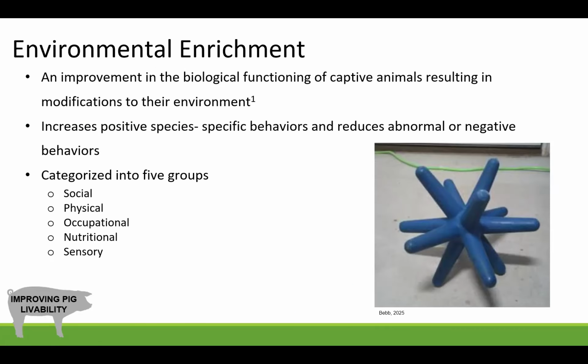Environmental enrichment is an improvement in the biological functioning of captive animals, resulting in modifications to their environment. It increases positive species-specific behavior and reduces abnormal or negative behaviors. It is categorized into 5 groups: social, physical, occupational, nutritional, and sensory. Methods for environmental enrichment include strategic housing, food treats, toys, music, different lighting, and many others. On the side, you can see a picture of an example of an occupational toy.